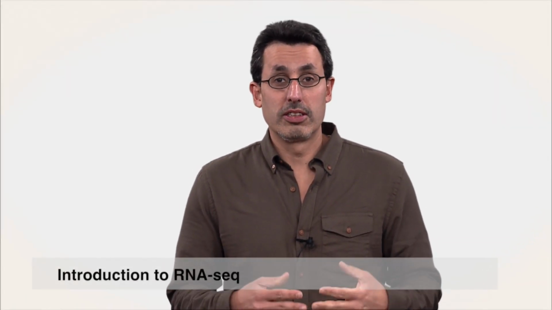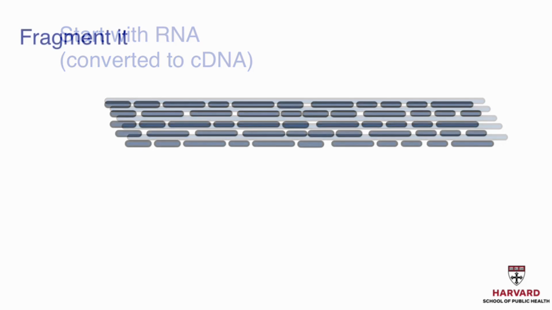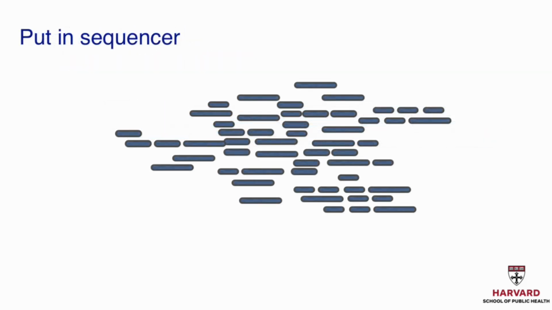In this module, we're going to go over RNA-seq technology and the statistical methodology that's used to analyze it. I'm going to start with a very simple introduction describing how the technology works. So we have RNA transcripts. We convert them to cDNA. And once we do that, we can fragment it and sequence it.